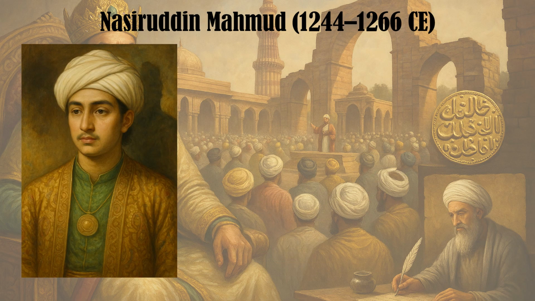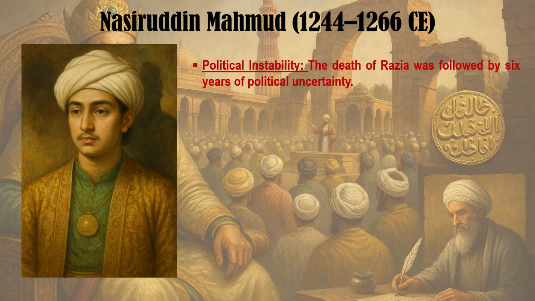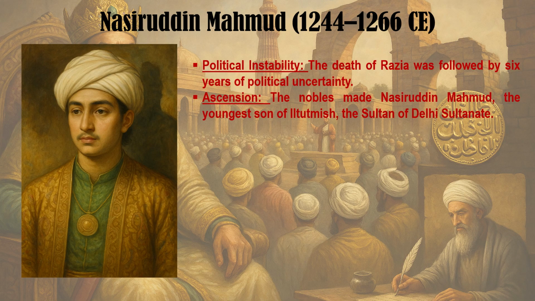So Nasiruddin Muhammad came after Razia Sultana. Political instability: the death of Razia was followed by 6 years of political uncertainty. For 6 years there was no proper ruler. All the nobles made Nasiruddin Muhammad, the youngest son of Iltutmish, the Sultan of the Delhi Sultanate.